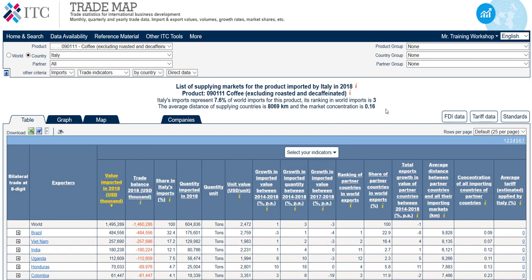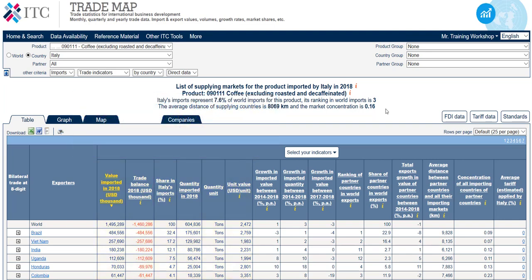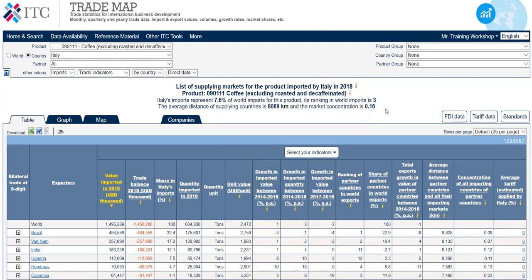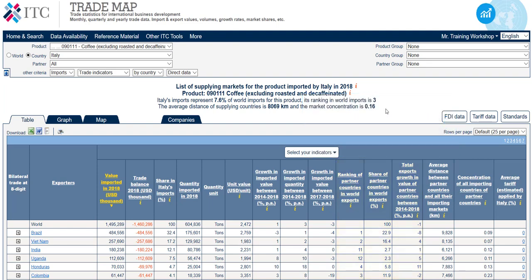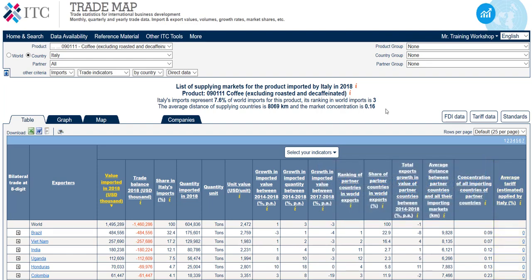We also note that the structure of the output table has changed a little. The first section still provides an overview of the size in value and quantity, with the addition of the market share of each supplying country. The second describes the trends in the target market for each supplier, and the third presents the performance of supplying countries in the world markets. The final section includes the import tariffs applied by Italy towards each supplying country. So let's look a little more in detail at each specific section.